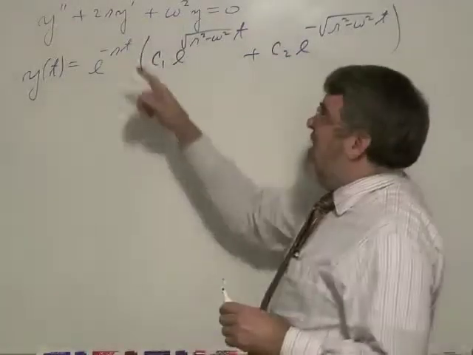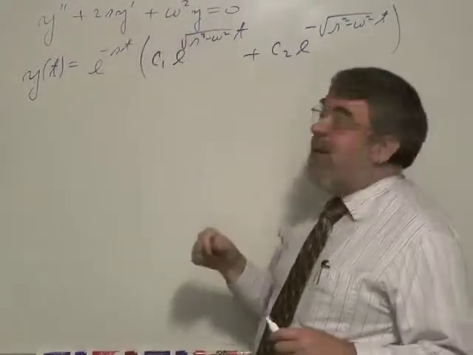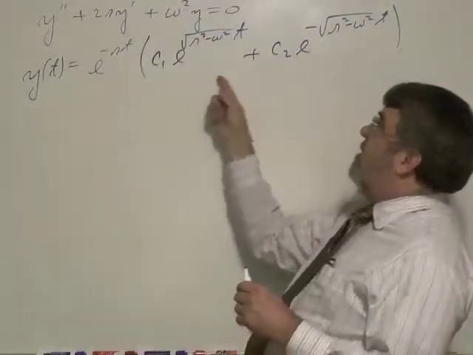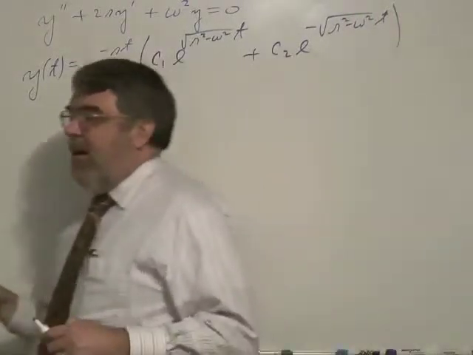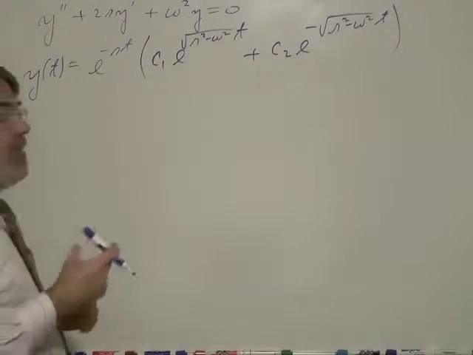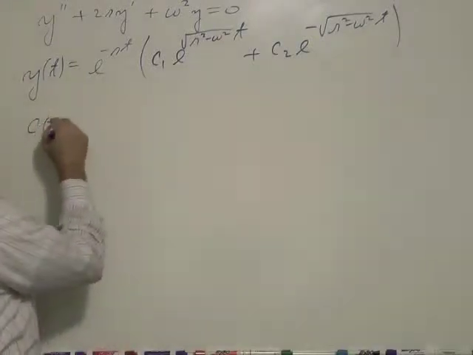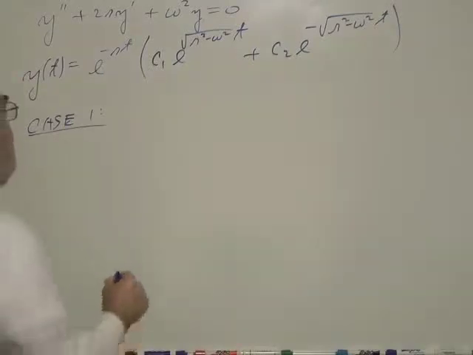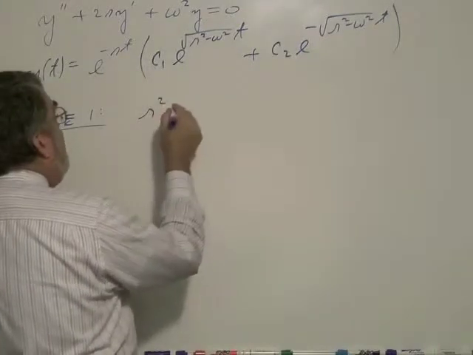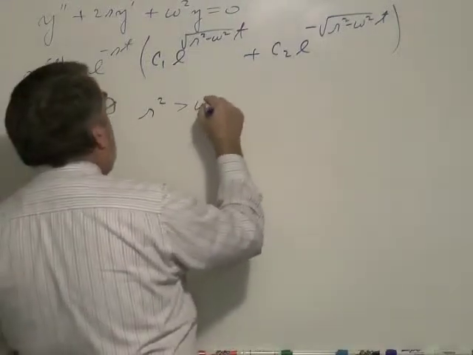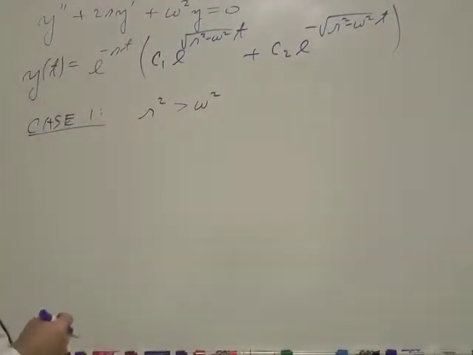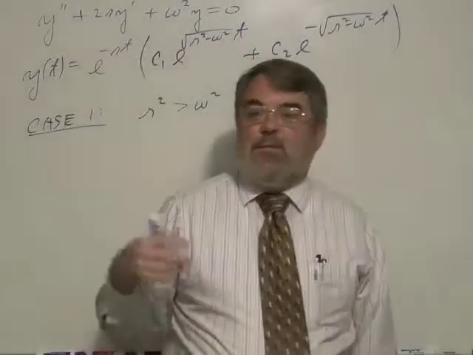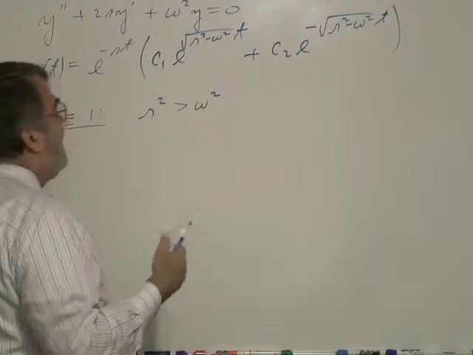Up to this point, we've taken this equation and solved it and got this mess. And we want to look at three separate cases here. So the first case, call it case 1. What happens when r squared is greater than omega squared? Well, when it is, then the square root is the square root of a positive number, isn't it?